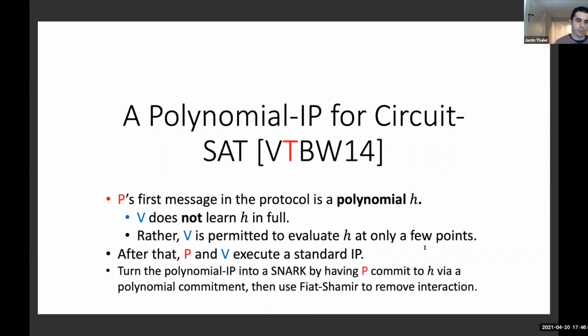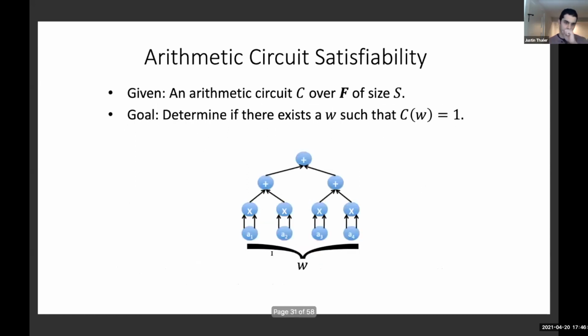And once you give a polynomial IP, you can turn it into a SNARK by having the prover instead just commit to H with the polynomial commitment scheme. The verifier gets the evaluations of H using the evaluation procedure of the polynomial commitment scheme. Then they remove any interaction from the subsequent IP part of the protocol using Fiat-Shamir. Okay, so I think in 2-3 minutes, I can give a sense of how this works.